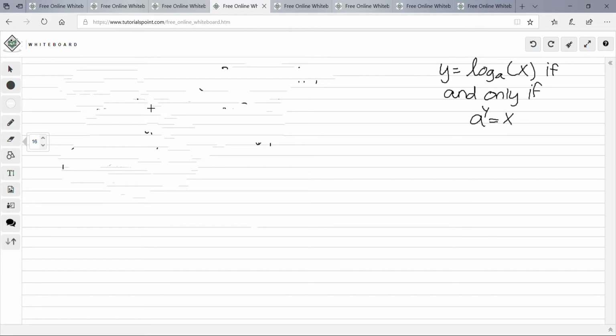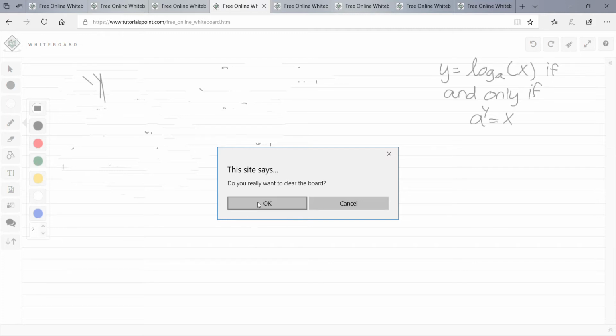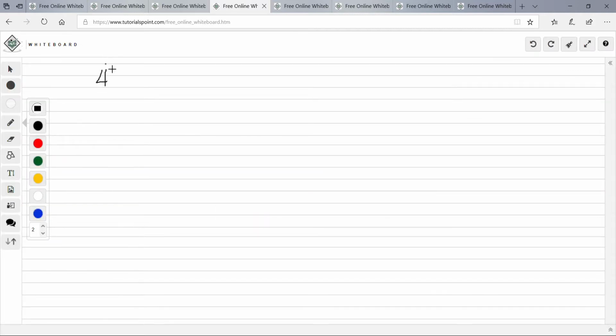Okay, number 4. Same rule. So we have 5 squared equals 25.